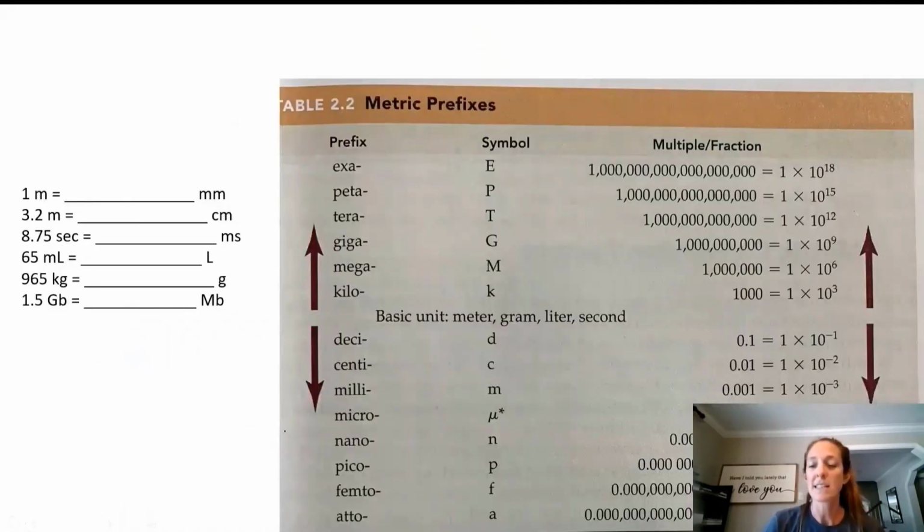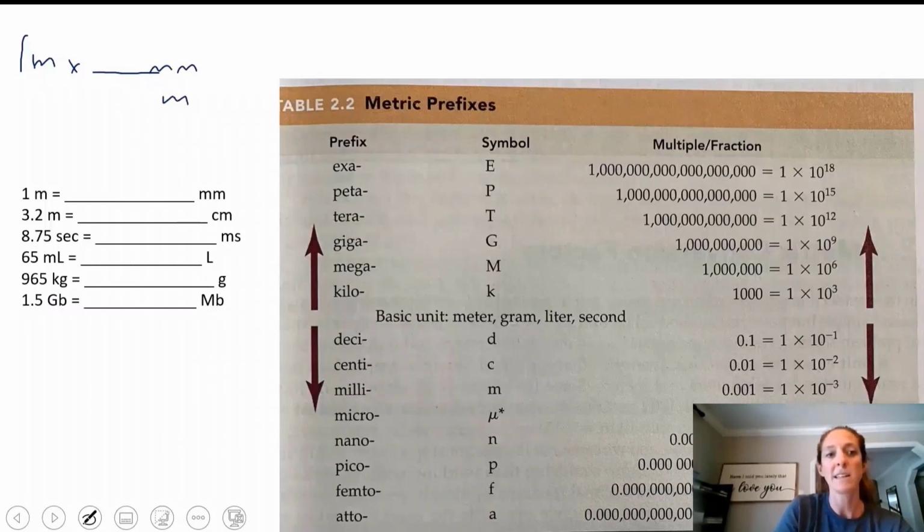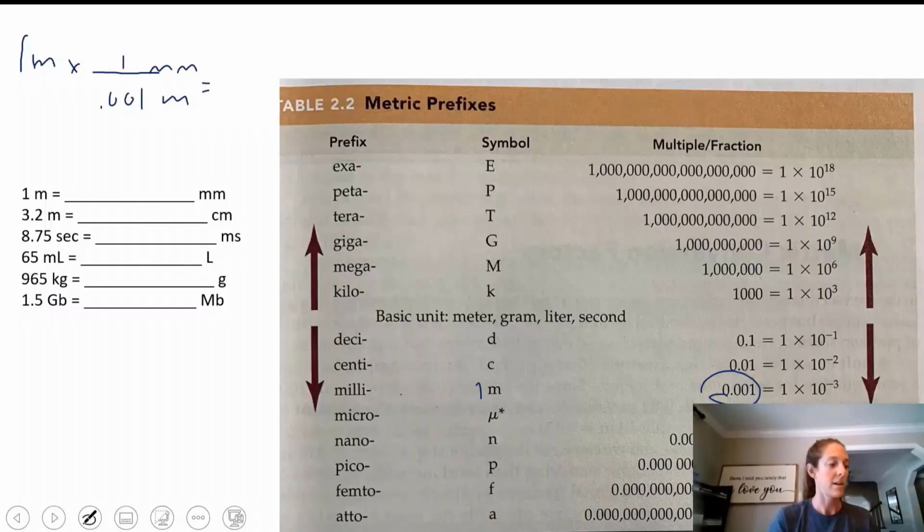So using that same technique, I'm going to set this up and say 1 meter. What do I want? Millimeters. What have I got? Meters. Okay, so I need the conversion factor. I need to find milli, which is down here. I'm going to say 1 millimeter, 1 would be right there, is equal to 0.001 meters. So now we just need to plug and chug. I'm going to do 1 times 1 divided by 0.001 to get 1,000.